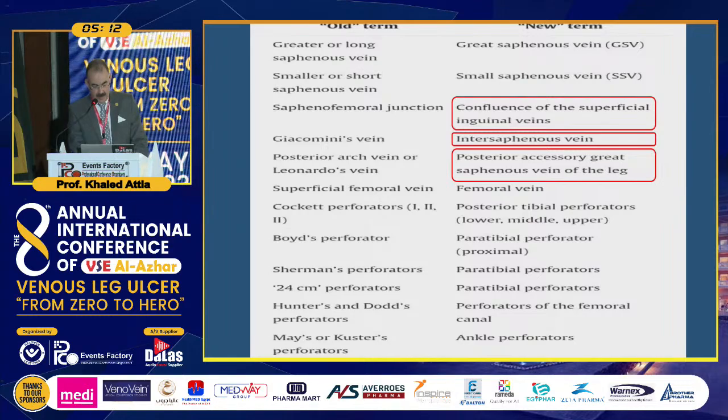Superficial femoral vein is named the femoral vein. Cockett perforators are posterior tibial perforators. Boyd's perforator, paratibial perforators. Sherman perforators, paratibial perforators. 24 centimeter perforators, paratibial perforators. Hunter's and Dodd's perforators are named perforators of the femoral canal. May's or Kuster's perforators are named ankle perforators.